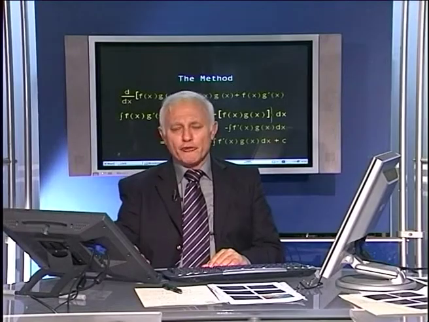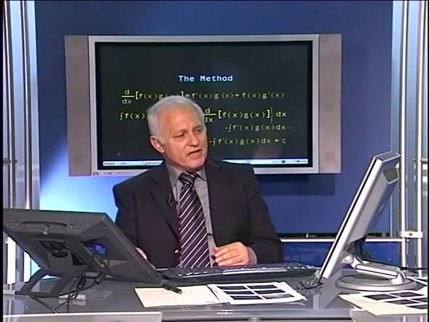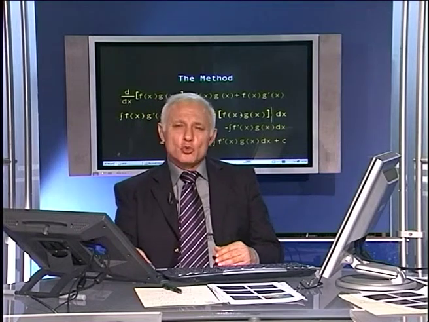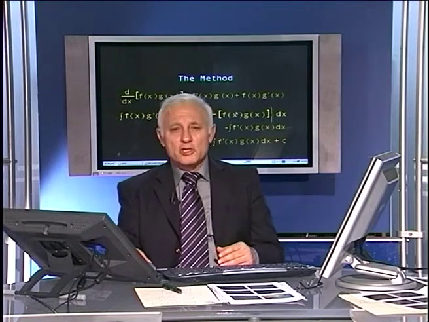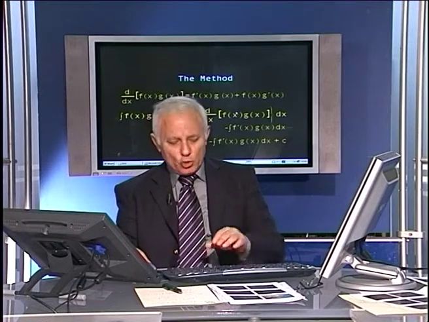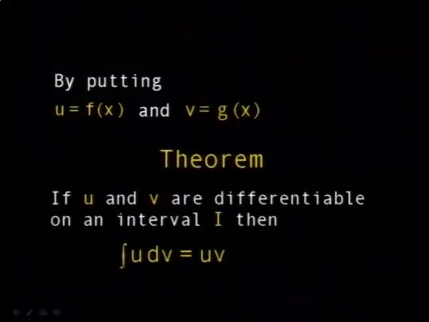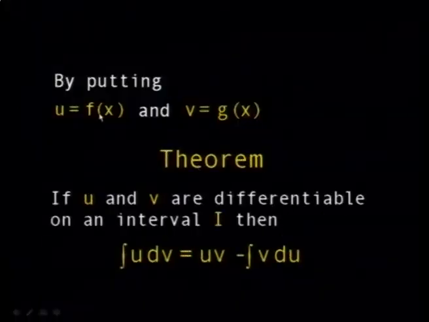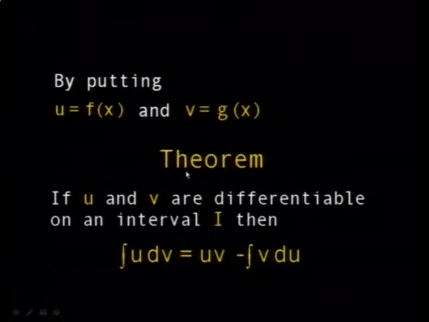You have the product of two functions. One of them is f, the other one is g. And while you are carrying out the integration, you have to choose which to call u and which to call v. And here is your law. As I said, you take u, for example, equal to f, and v equal to g, and you get this theorem: if u and v are differentiable functions of x on an interval I, then the integral of u dv is equal to uv minus the integral of v du.